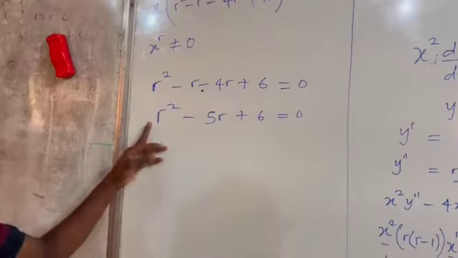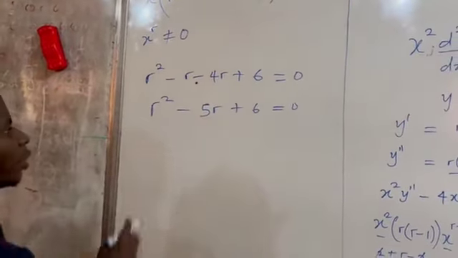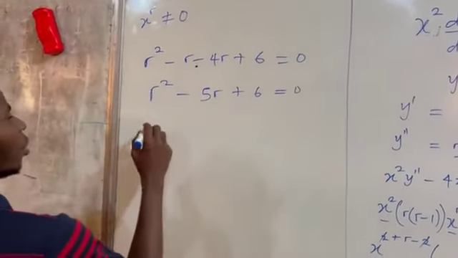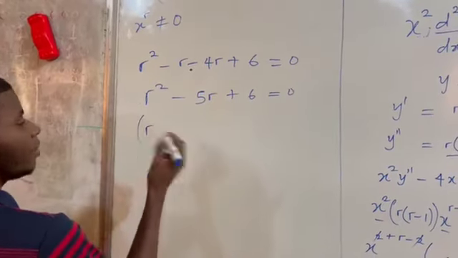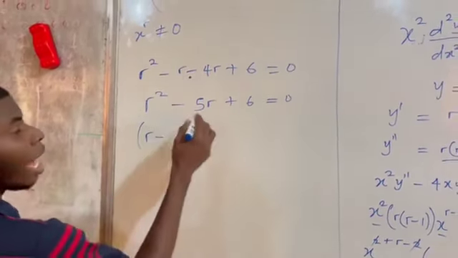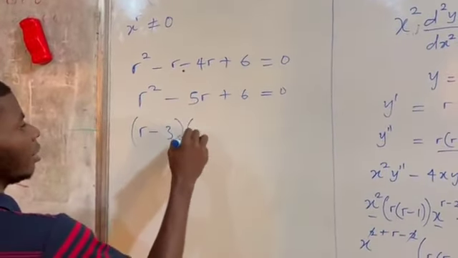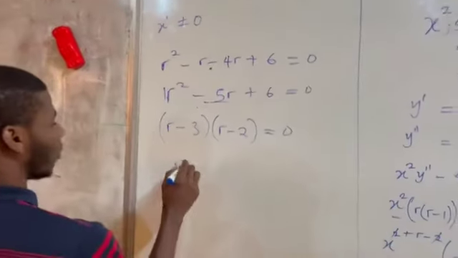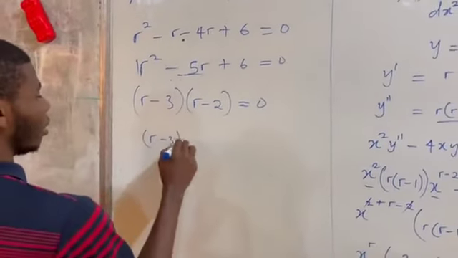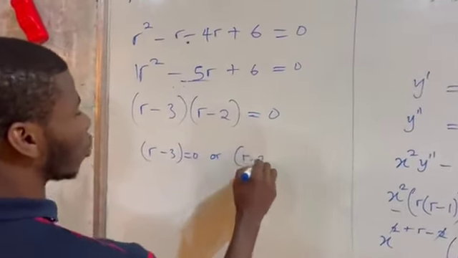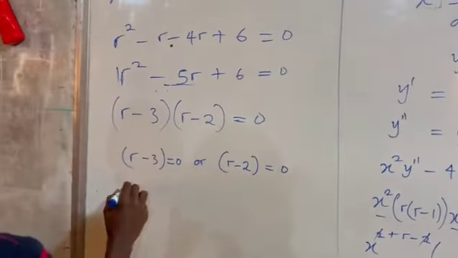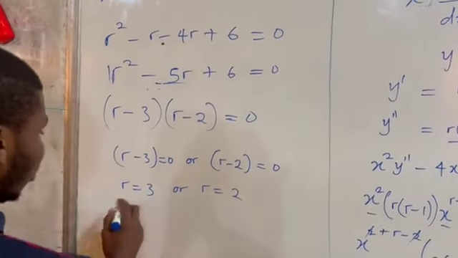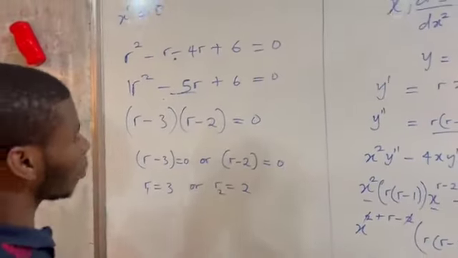And again, this is a quadratic equation. So if you want to find the values of r, how do we find it? This is a simple quadratic equation, and we know that r minus 3 times r minus 2 will give us this expression. So from there you can say r minus 3 equals 0 or r minus 2 equals 0. From here, r equals 3 or r equals 2. So let's call them r1 and r2.